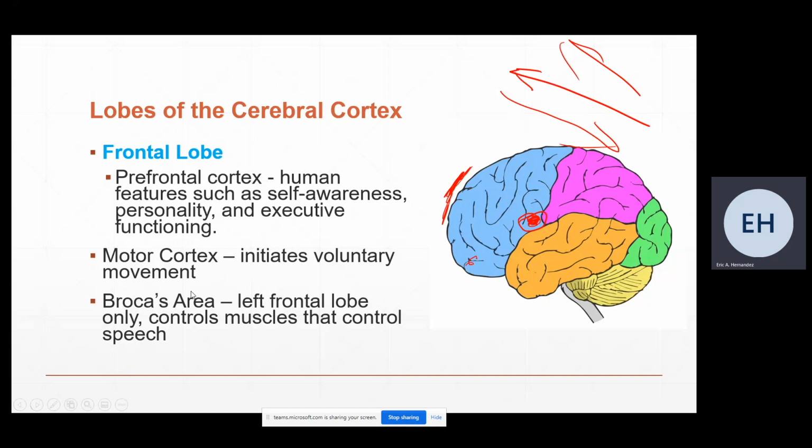Damage to your Broca's area can lead to a condition called Broca's aphasia. We can get Broca's aphasia by having a stroke. If we reduce the flow of oxygen to Broca's area, we could damage those muscles that help us control our ability to produce speech. Our motor cortex initiates our voluntary movement. So if we're in an accident and have damage to that motor cortex, we might experience difficulties with our ability to coordinate our muscle movements with our desired actions.